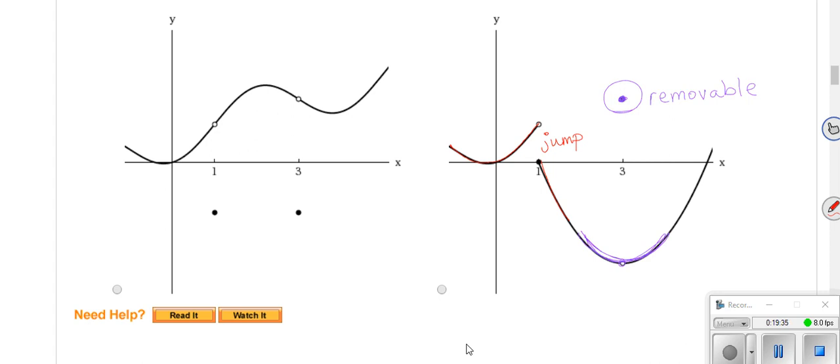So this one has removable at 3 and jump at 1. Knowing that, you could answer that question. These two here on this one are both removable. We have essentially a continuous line and we literally take 2 dots out of it and move them somewhere else. Just wanted to take the time to explain the difference between removable and jump.